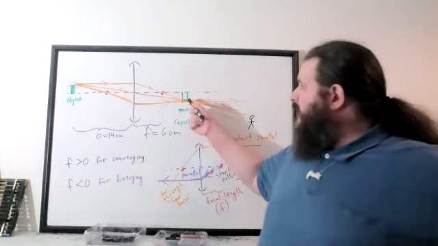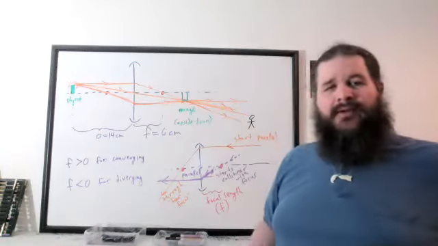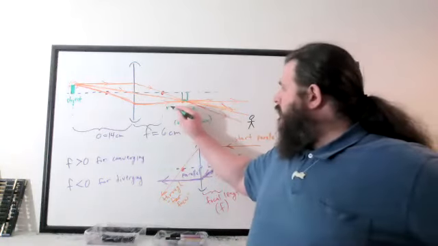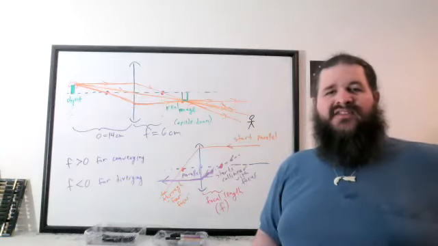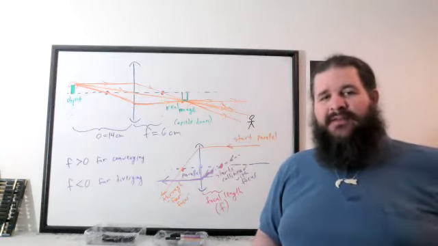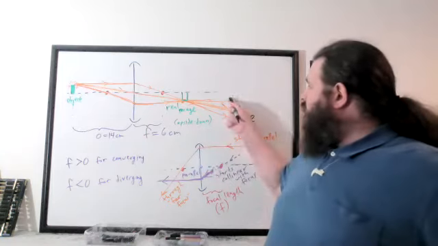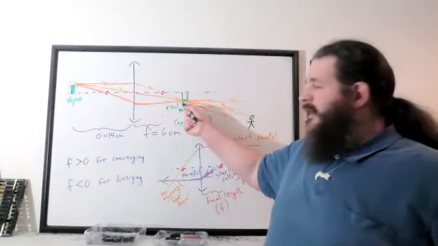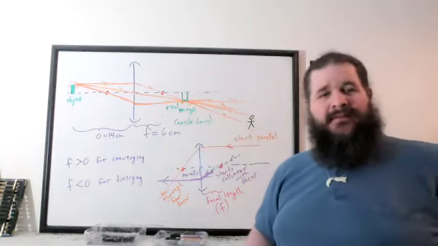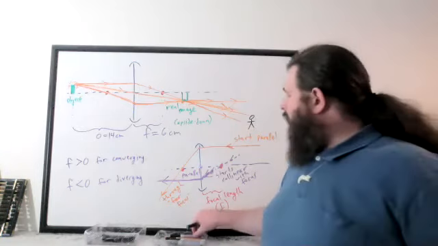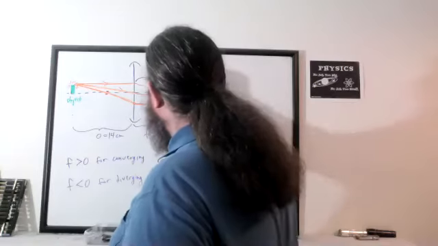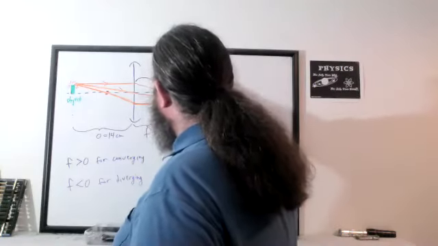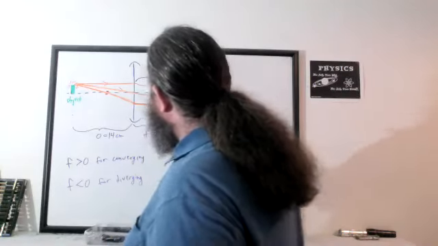Also, since the rays of light actually did pass through that point, we call this a real image. Sometimes you get an image where the rays of light just seem to be coming from that point, but they never actually pass through it. In this case, these rays of light actually did all pass through this point. So we call this a real image. And then the distance, again, as measured from the lens itself, is called I, the image distance.